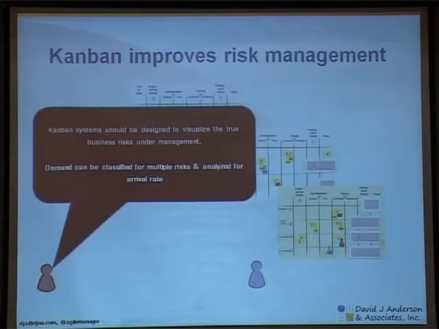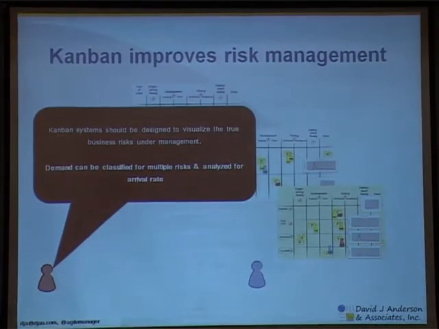So Kanban's improving risk management in a number of different ways. It's helping us implement real option theory. It's helping us visualize different dimensions of risk, like the cost of delay, using qualitative taxonomies. It's allowing us to hedge those risks by allocating capacity in the system.